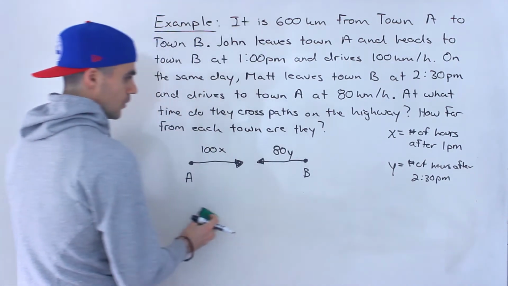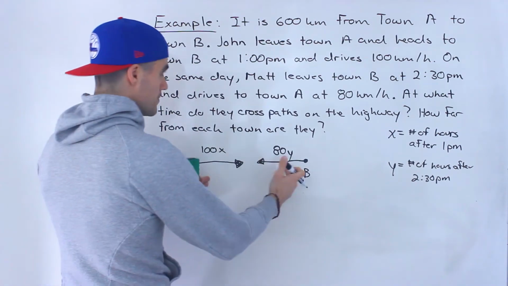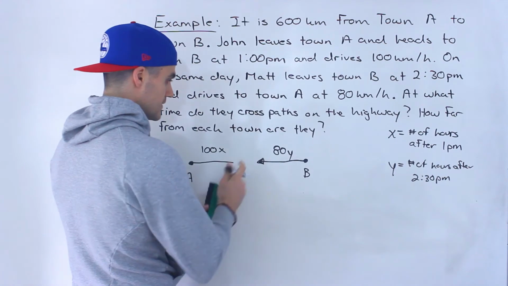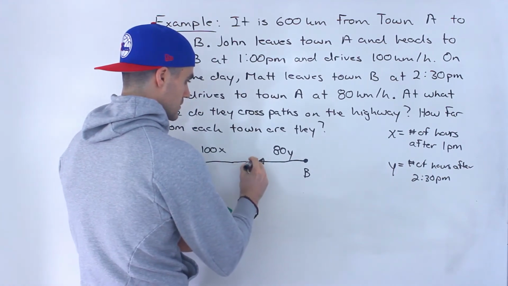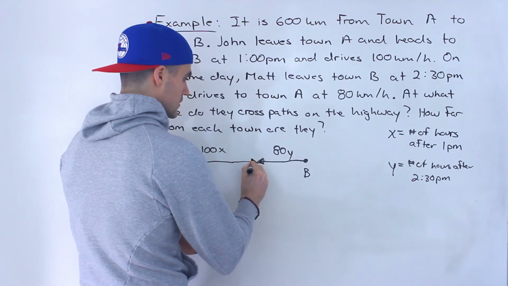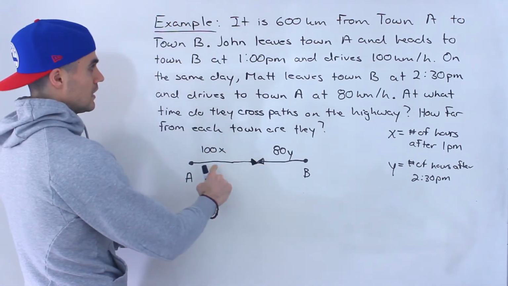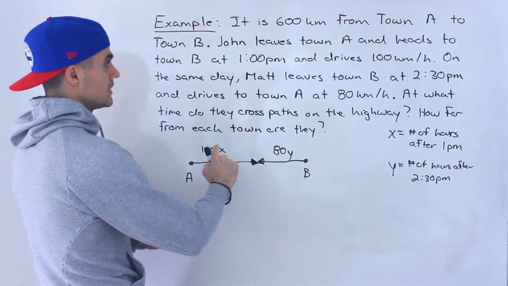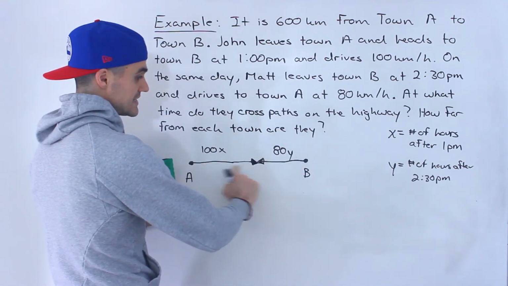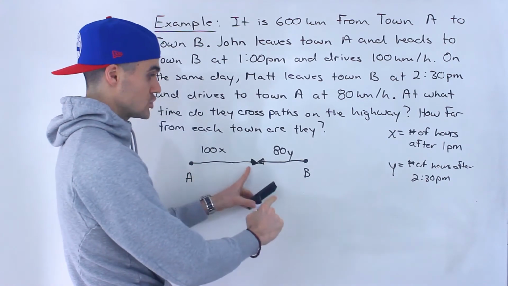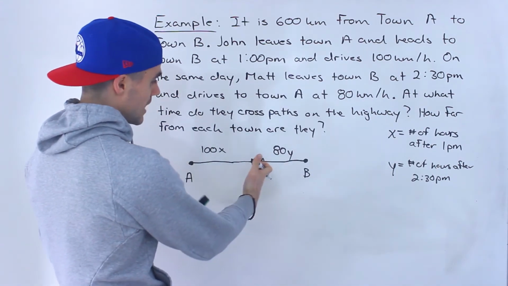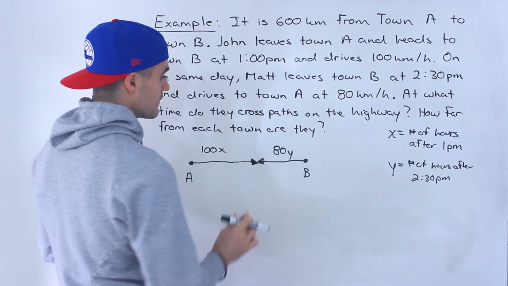Now, when Matt and John cross paths, if we extend this a bit, let's extend it to there. John is driving at a faster speed and he started earlier, so obviously the distance John covered is going to be greater than the distance Matt covered, and you can see it. It's not maybe to scale, but this distance is greater than this distance.